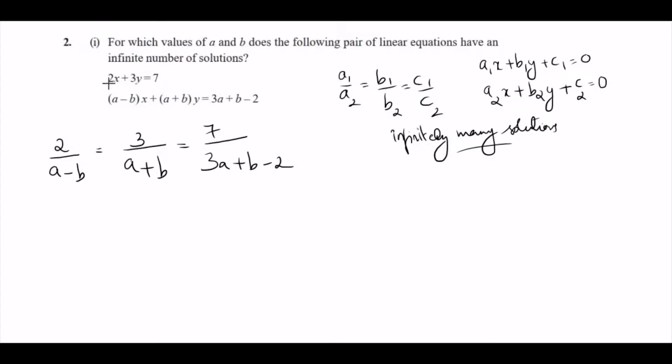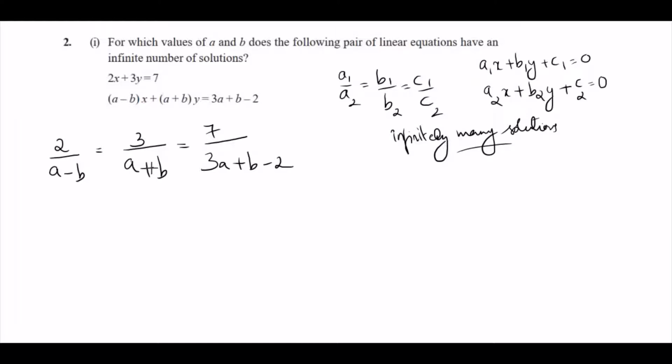Here the coefficient of x is 2, that is a1 is 2, and here the coefficient of x is a minus b, so a2 is a minus b. So a1 by a2 is equal to, the coefficient of y is 3 here, the coefficient of y is a plus b, and the constant is 7 here, and the constant here is 3a plus b minus 2. So if you want to get an infinite number of solutions, then a1 by a2 should be equal to b1 by b2 equal to c1 by c2. That you have learned. Now find out the values of a and b.